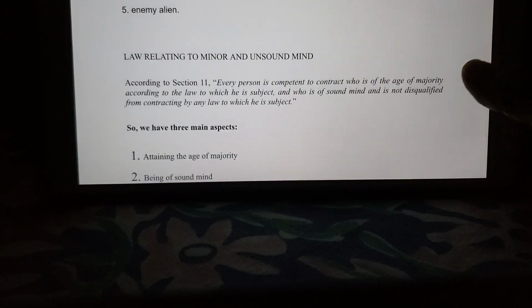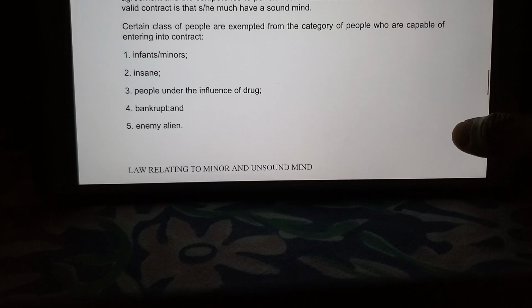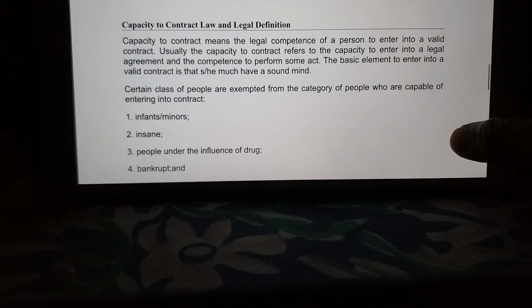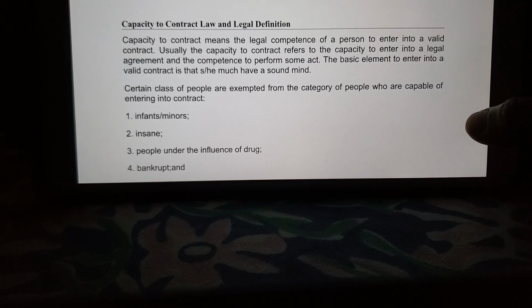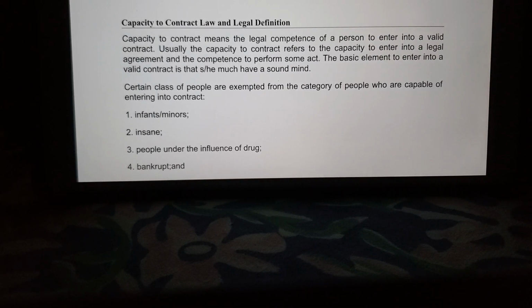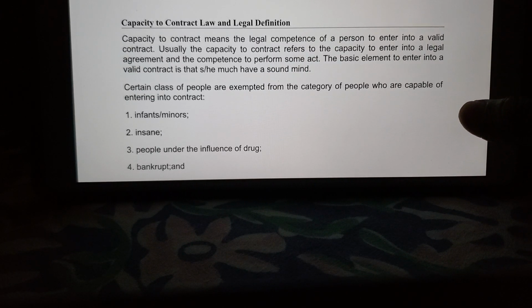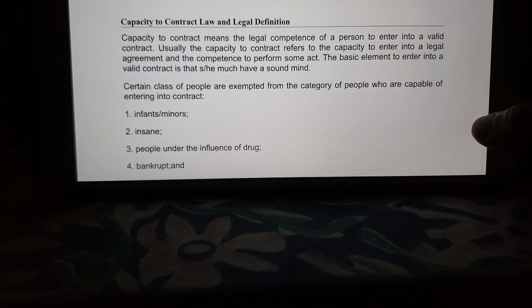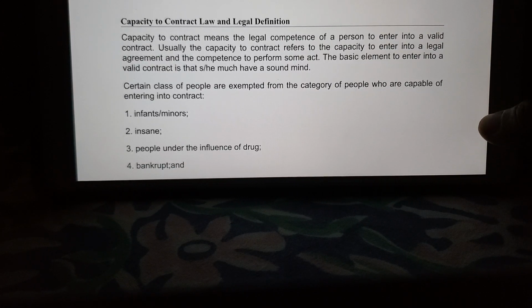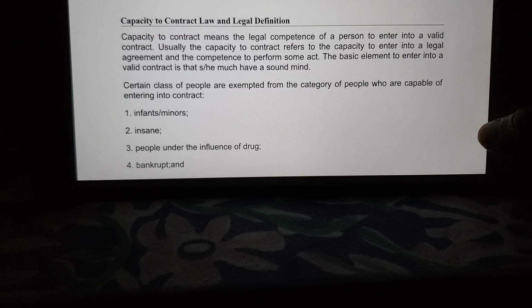Now we are going to look at the capacity to contract law and legal definition. Capacity to contract means the legal competence of a person to enter into a valid contract. Usually, the capacity to contract refers to the capacity to enter into legal agreement and the competence to perform some act. The basic element to enter into a valid contract is that he/she must have a sound mind.